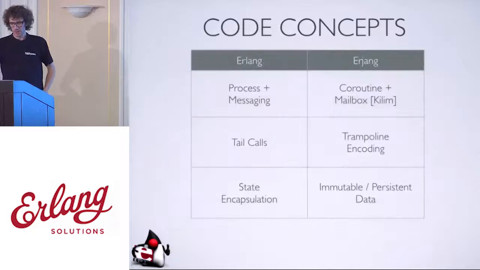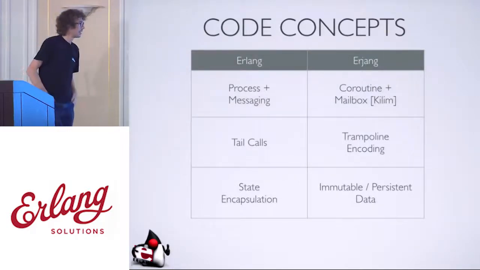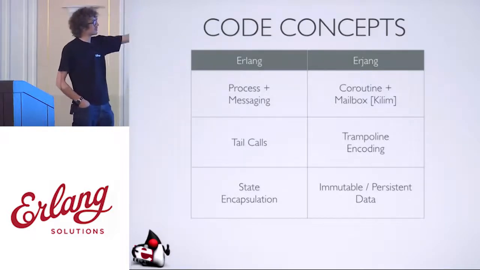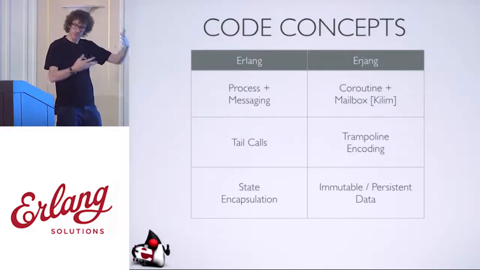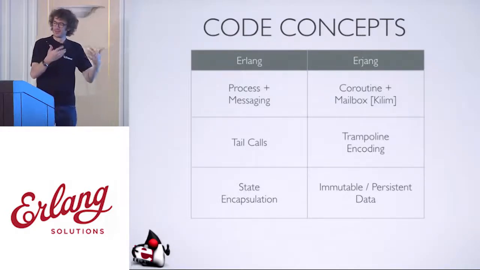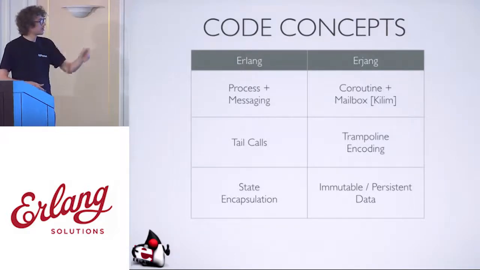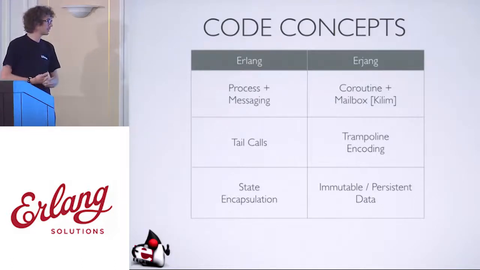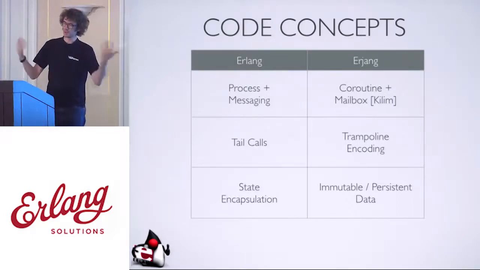Some of the core, difficult, complex encoding things are how to encode processes and messaging. I'm building this on top of a framework called Kilim, a code rewriting framework that rewrites Java bytecode. So I generate Java bytecode and then pass it through a bytecode transformation system that encodes a coroutine mechanism on top of that. Tail calls I encode myself using this trampoline encoding. And the state encapsulation and immutability of data is just a nature of all the data structures being immutable.